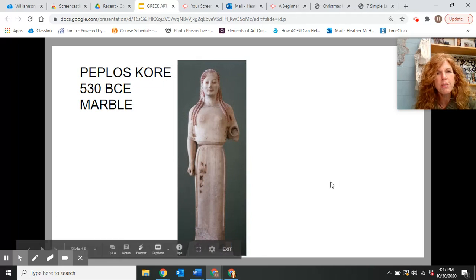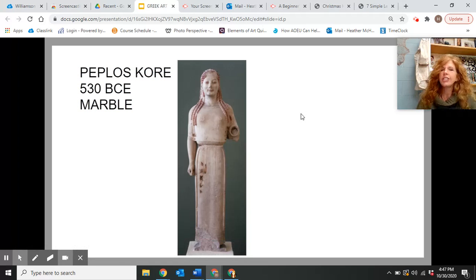All right, so this is the Peplos Kore. Peplos literally just means a robed garment. Right? It's her robe, it's her dress. You notice that her left arm is missing. She's from 530 BC, and she was found near the Parthenon.